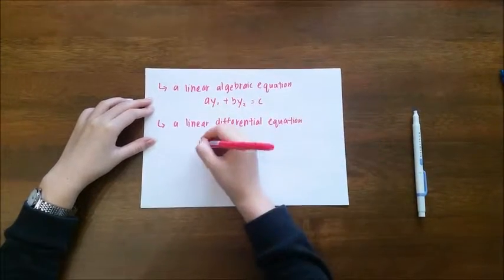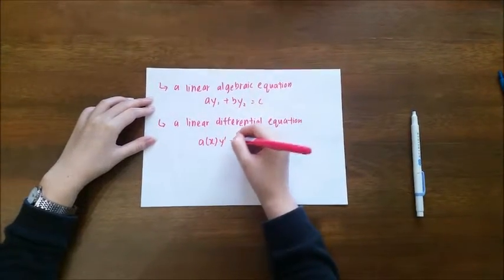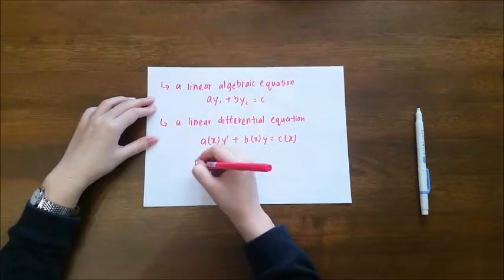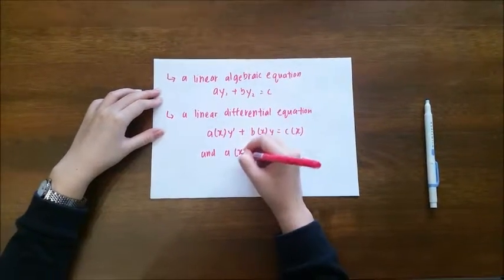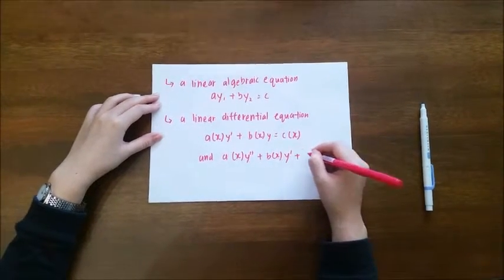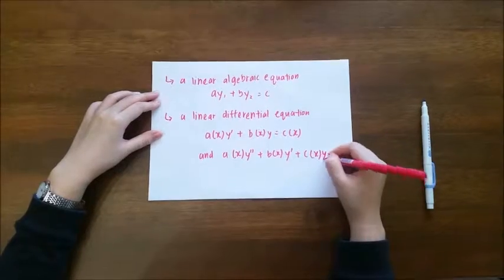A linear differential equation looks very similar. It will be a combination of some unknown function y and its derivatives y prime with known functions of its independent variable x, where this is a first order linear differential equation.